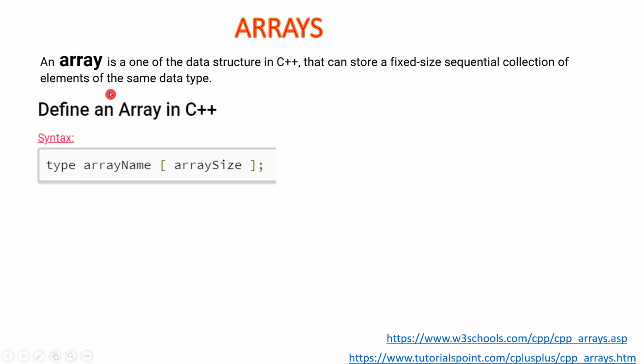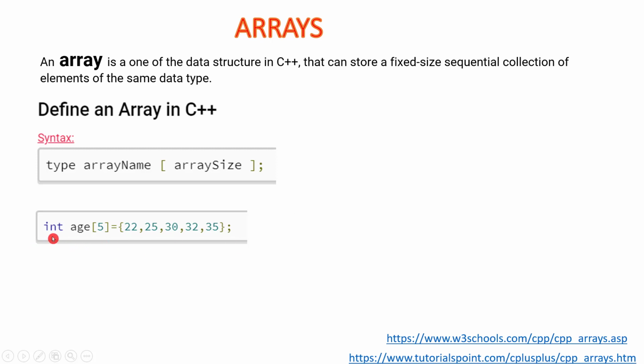So again, recollecting, an array is one of the data structures like integer, float, character, string. It's a data structure in C++ that can store a fixed size sequential collection of elements of the same data type. So basically, it's an assemblage of similar type of data. The syntax we already discussed is like type, which can be of any data type, and the name of the array and the size.